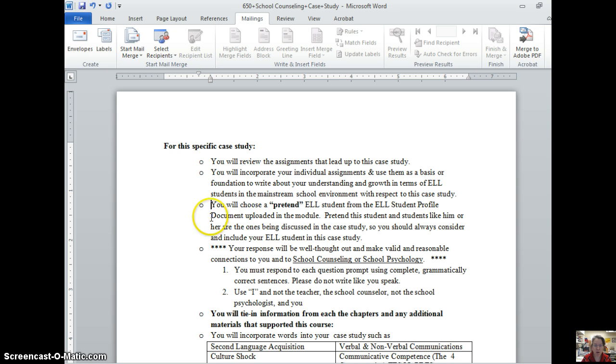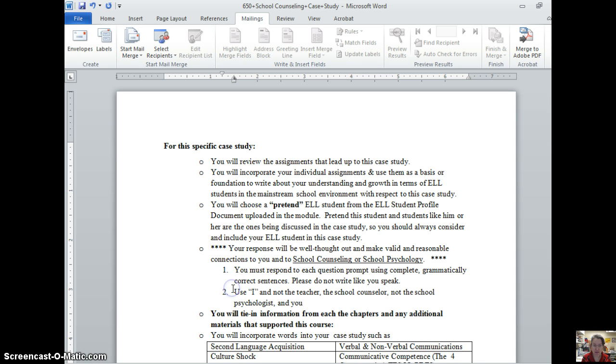Your responses will be well thought out and make valid, reasonable connections to you and to school counseling or school psychology. You must respond to each of the question prompts following the actual story part of this case study, using complete grammatically correct sentences. Please do not write like you speak. We are professionals, and in the situation of this case study, we need to speak professionally. I can't hear you speak, so you have to write professionally.